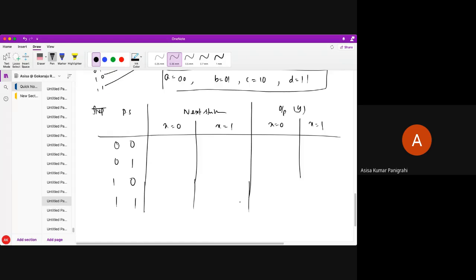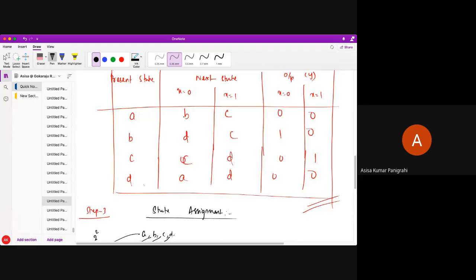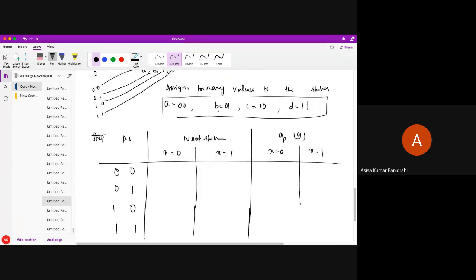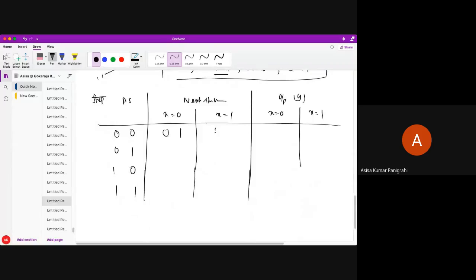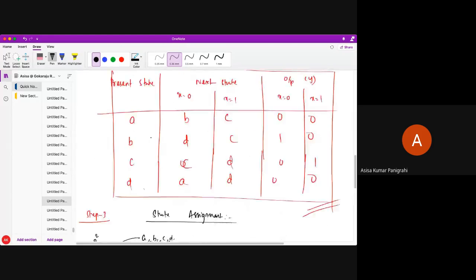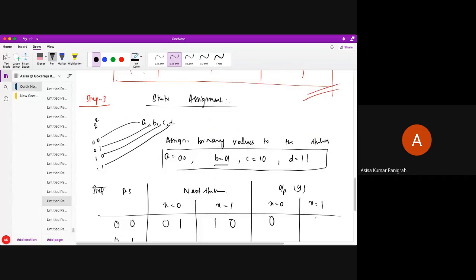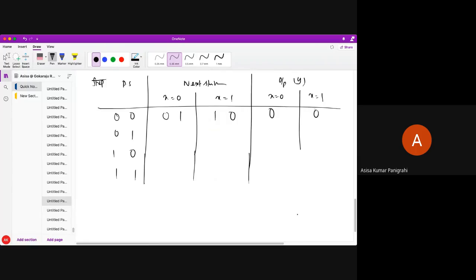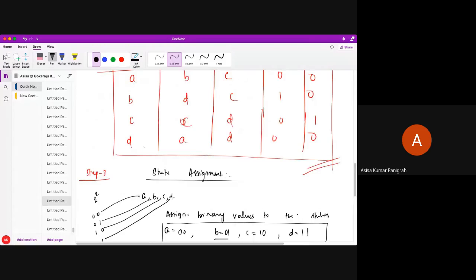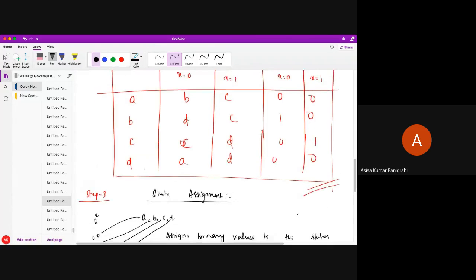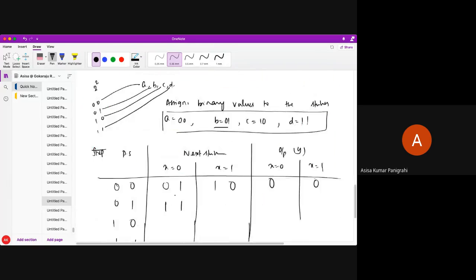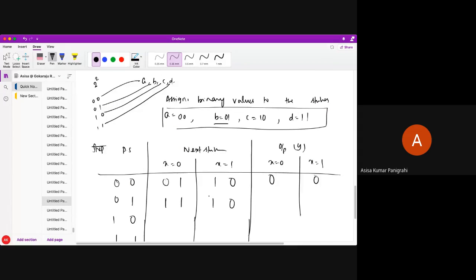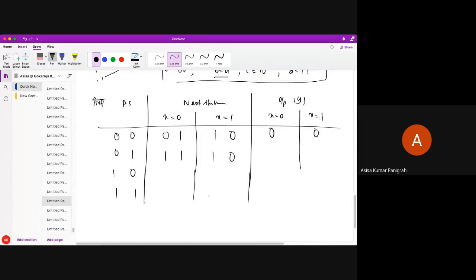For x equal 0, what is the next state? B. B means 01. And next state for x equal 1 is C. C means 10. And output is 00. Very simple. Now present state 01, that is B. For x equal 0 it goes to D, which means 11. And next, C, which means 10. And output 10.